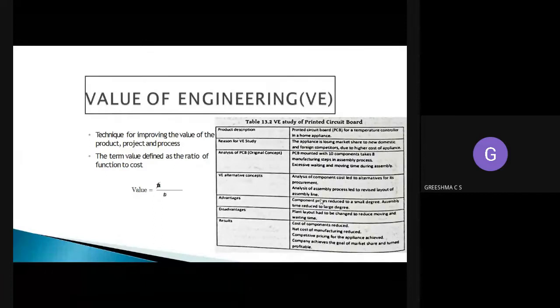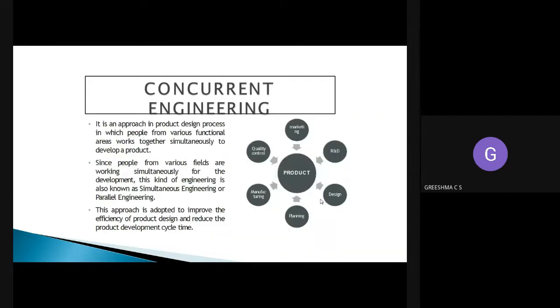So here I have told you with an example, that is a PCB, printed circuit board. Earlier the PCB, which is used to control the temperature in a home, was accessible only for the higher class people because it is very expensive. So you made some alterations, you analyzed it, you found an alternative way, you studied the advantages, you studied the disadvantages, and finally at the end of the day you launched a product which is accessible to all classes of people, and the company has achieved its market. So that is value engineering.